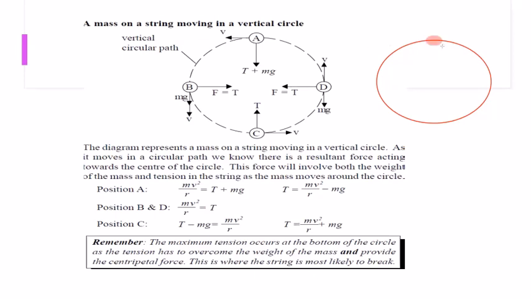So the object is at position A. When it is at position A, what are the forces acting here? Number one, the weight is acting down. And number two, the tension, because you attach this object with a string, so tension is also acting down. Weight is equal to mg, so in place of weight I can write mg.